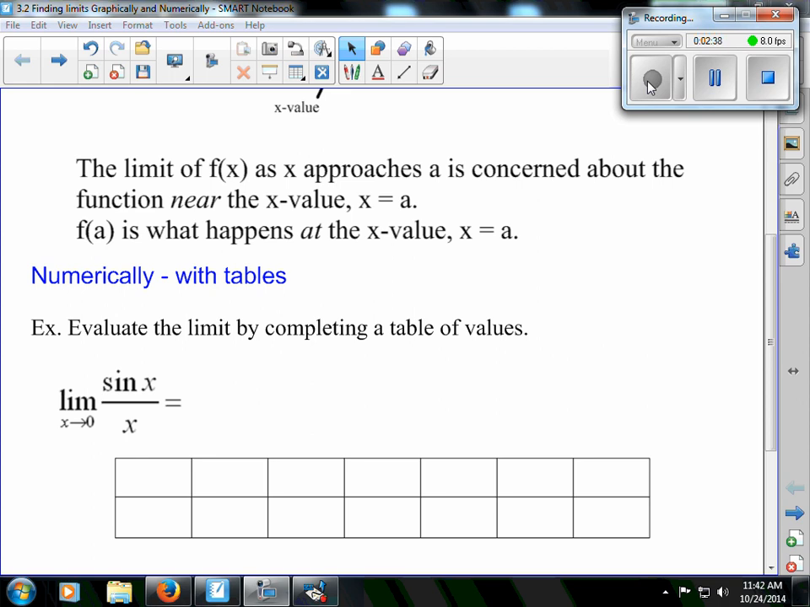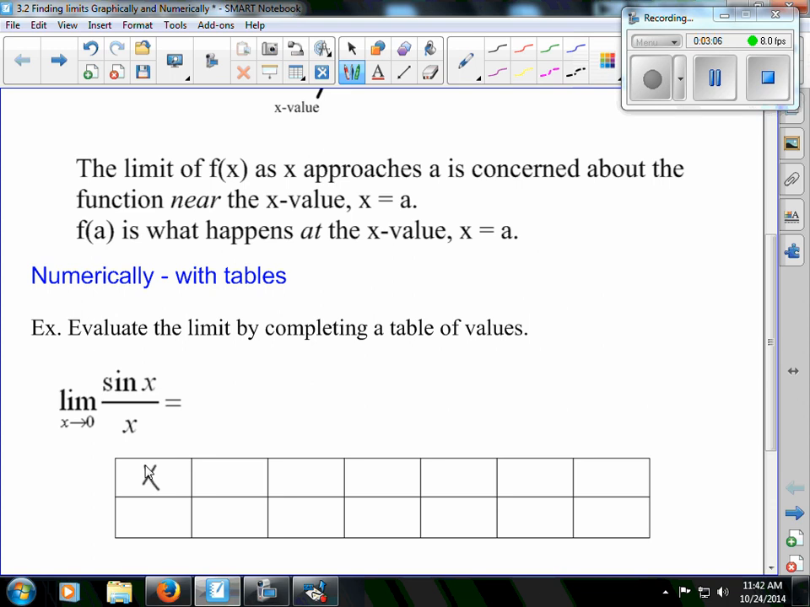Okay, so we're going to do an example here. The function is sine of x over x, and I'm going to examine the limit as x approaches 0. We're going to do this by completing a table of values, and we've already done some of that in section 3.1, but maybe not as formally as a whole table. Right here, I'm going to put different x values in the top row of my table, and their corresponding f of x values in the bottom row. And remember, f of x is sine of x over x.